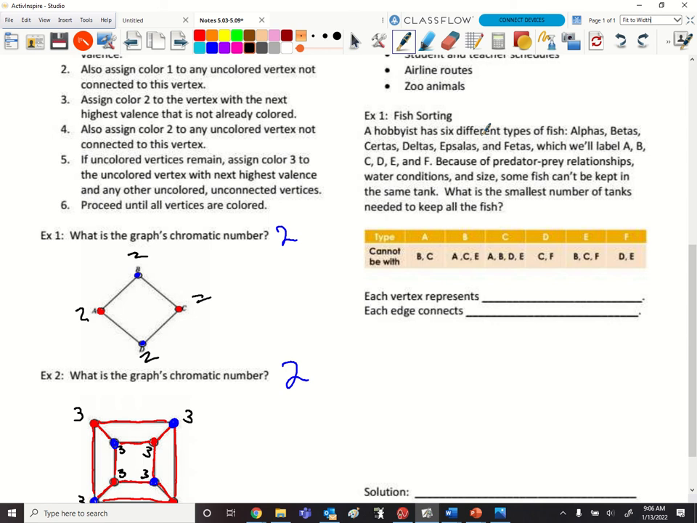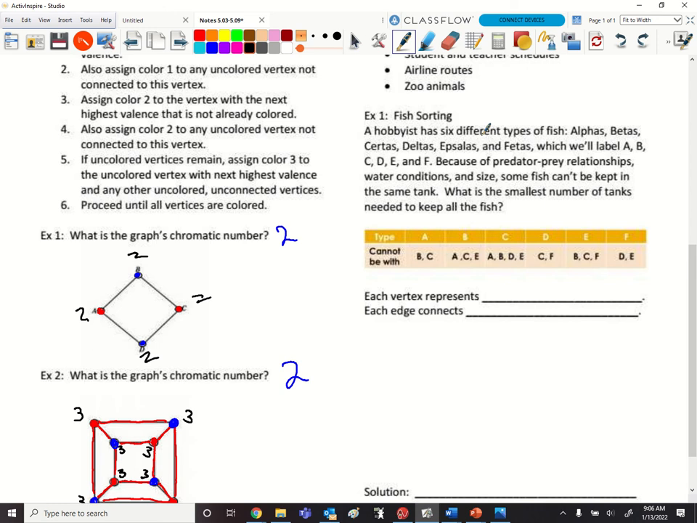So, on this one right here, each vertex, each edge here represents what? What do you think it represents? The valence, right? The edges are going to be the valences, right? But in this context here, what do you think it represents? Each vertex is going to be a different fish, right? And each edge connecting would be how the fish are associated with each other in the tanks.